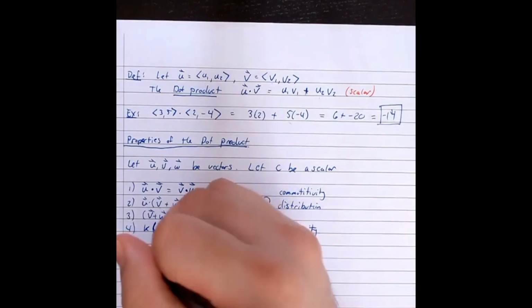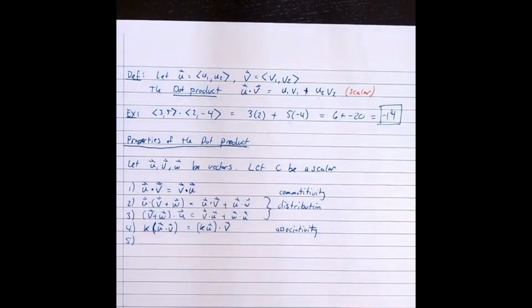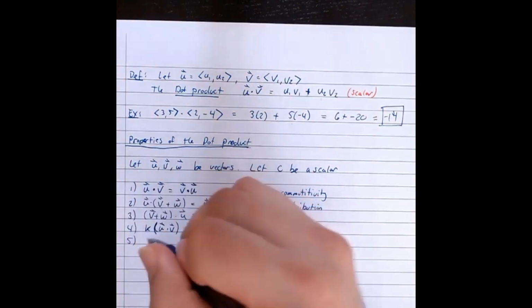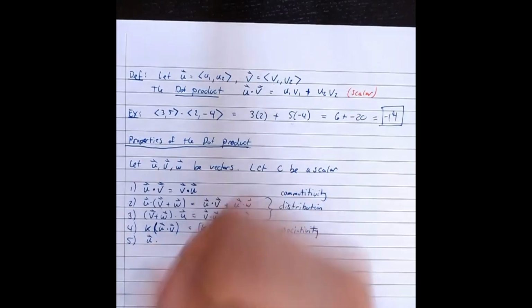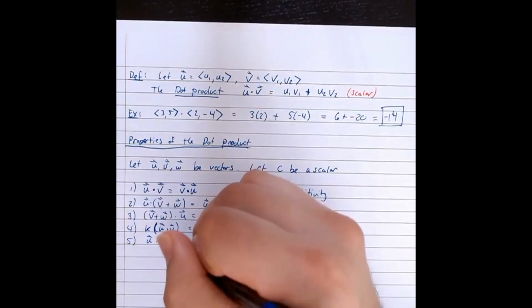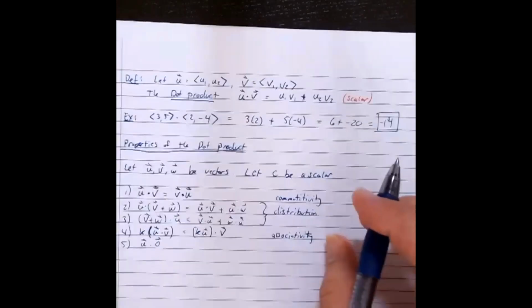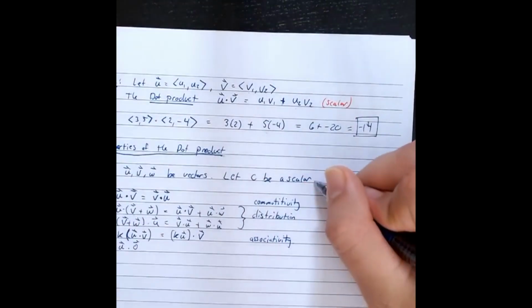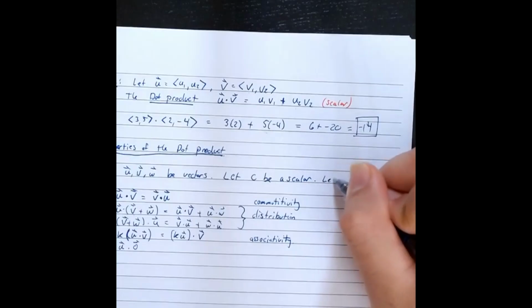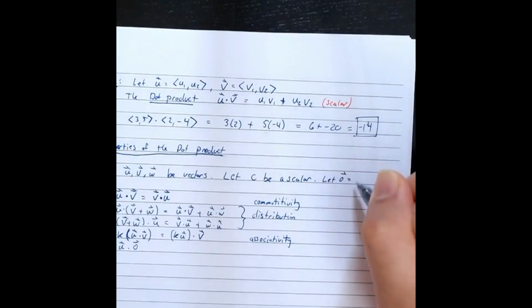And 5, let's say you're going to take the vector u and you're going to find its dot product with the 0 vector. What's a 0 vector? A 0 vector is a vector that has both of its components equal to 0. So here, let's go ahead and write that over here. Let c be a scalar. Let the 0 vector be given as a vector where all the components are 0.